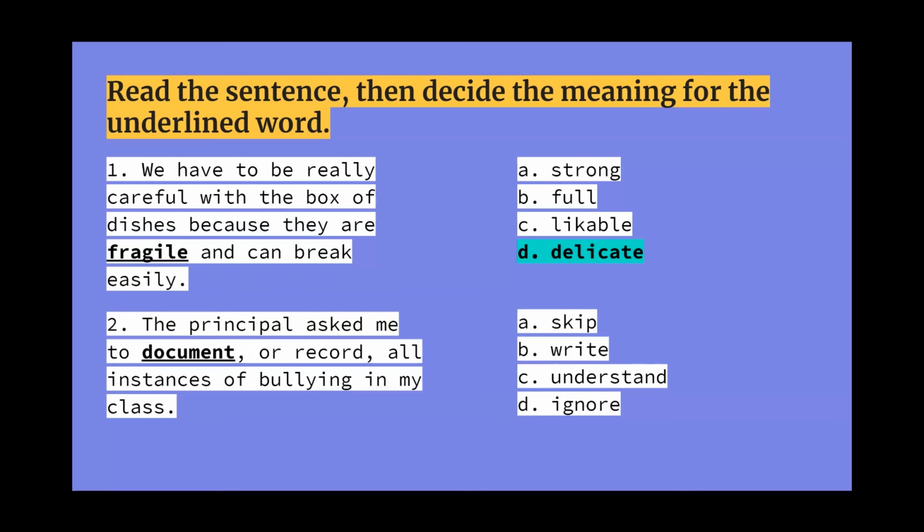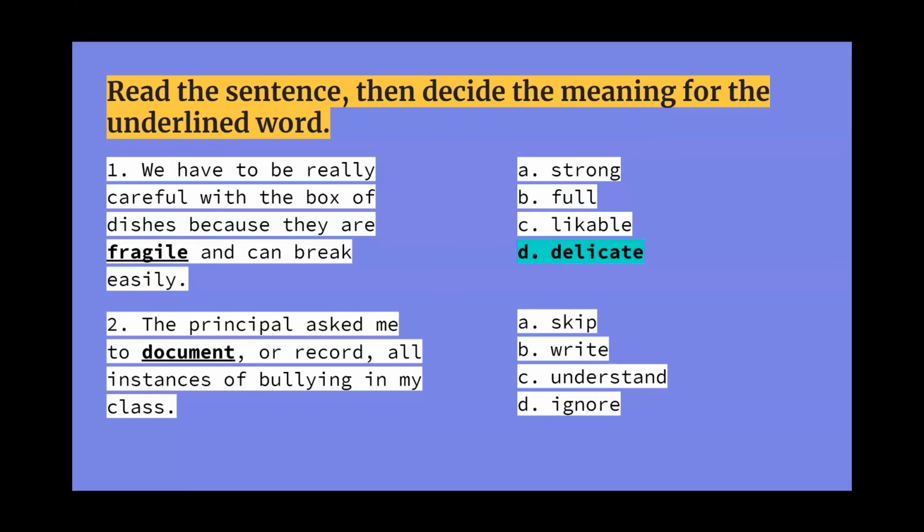If you had a hard time with that one, what you could have done is gone through and eliminated the other answers. If something is strong, it can't break easily. If something is full, it doesn't make sense that it can break easily. If something is likable, it doesn't make sense at all that it can break easily. So that leaves us with delicate.